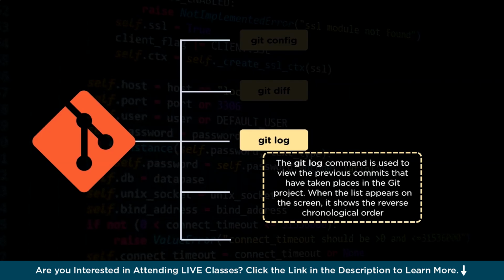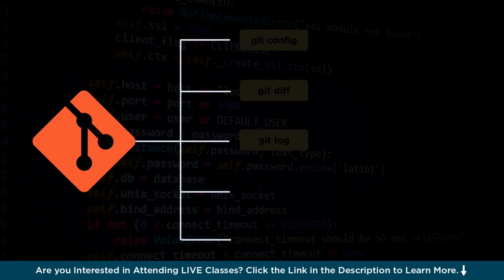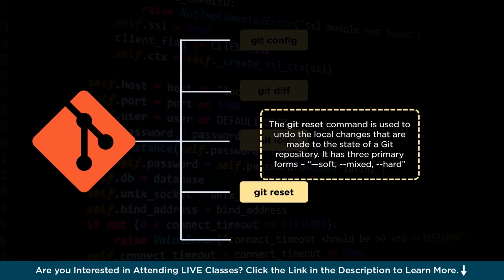It is a utility tool to have a look at the history of everything that happens to a repository. When the git log command is executed, the list that appears on the screen is in reverse chronological order, which means it shows the most recent action on the top and the last action at the bottom. The fourth command is the git reset command.